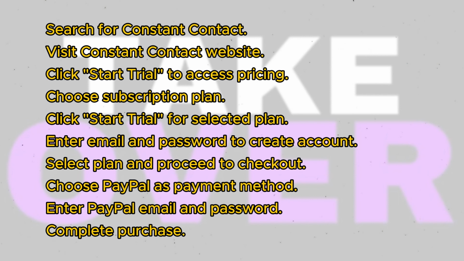Select the plan you want and proceed to checkout. You'll be given the option to pay with PayPal. Constant Contact officially accepts PayPal payments, so you can confidently use your PayPal account to complete the purchase. Enter your PayPal email address and password to authorize the transaction.